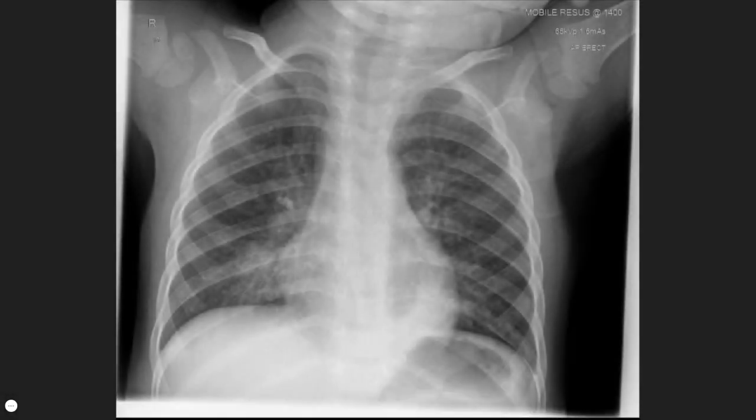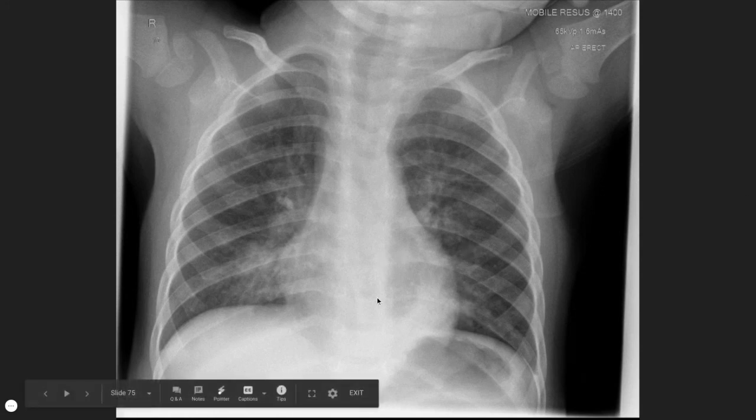This is a classic review area abnormality. In this case, there is airspace consolidation behind the heart with loss of the normal medial left hemidiaphragmatic contour in keeping with pneumonia.